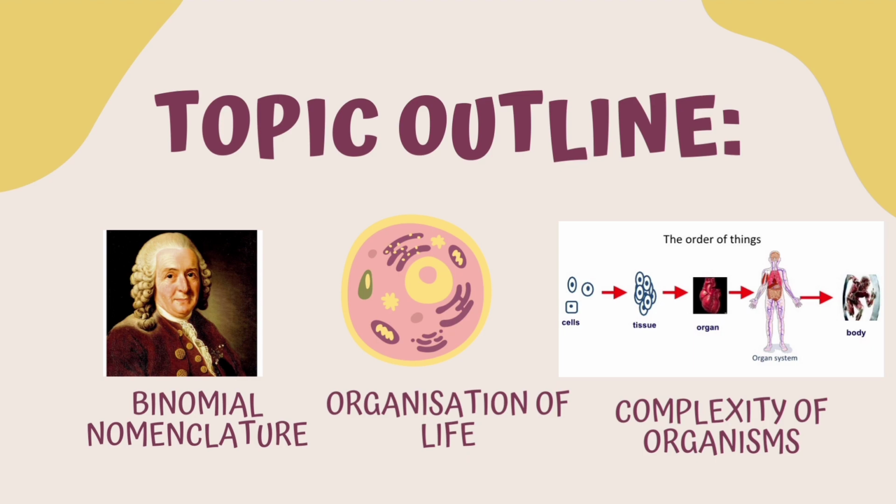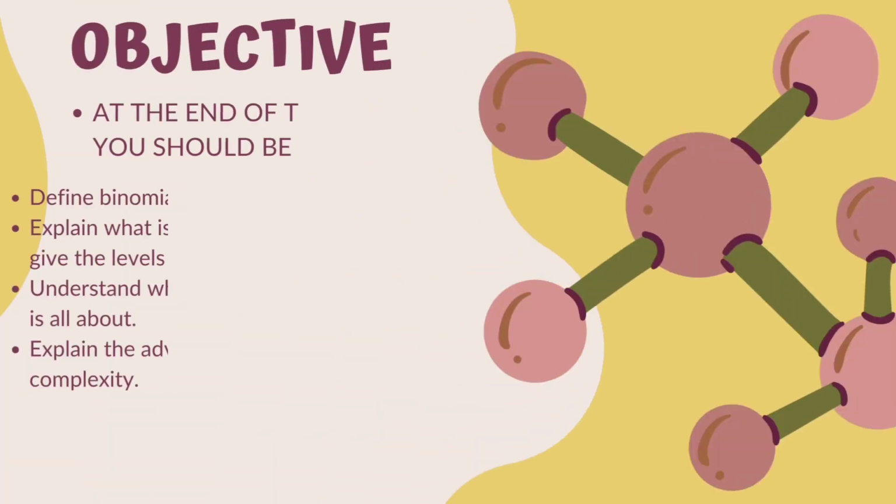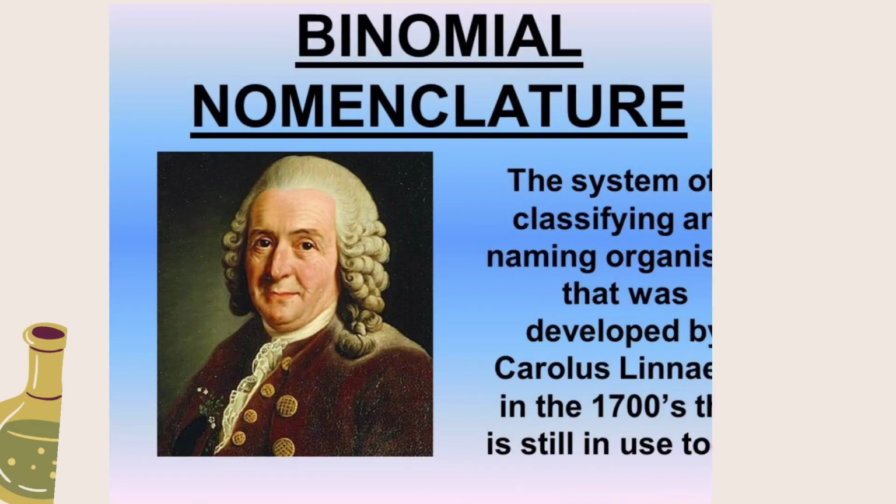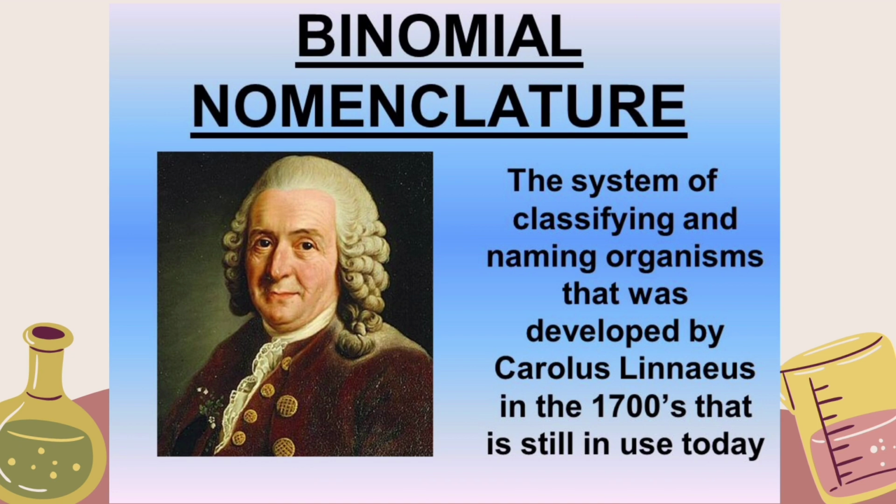The objectives for this class are as follows. At the end of this class, you should be able to define binomial nomenclature, explain what is meant by organization of life, and give the levels of organization. Understand what complexity of living organisms is all about. Explain the advantages and disadvantages of complexity of living organisms. Let's start with binomial nomenclature.